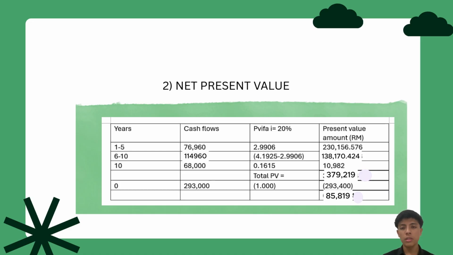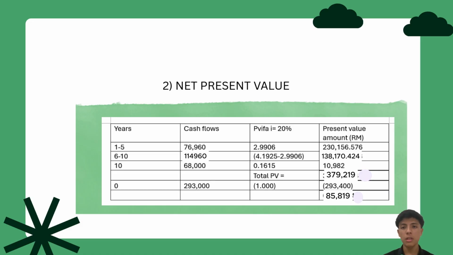Using the present value factor 0.1615, the present value is RM10,982. Total present value of inflows is RM357,386.344.